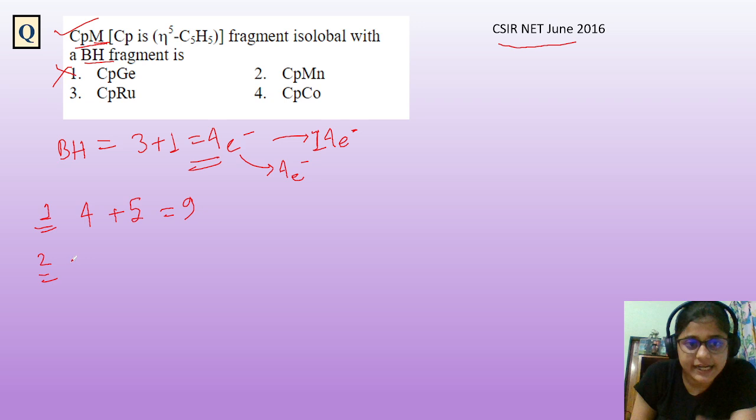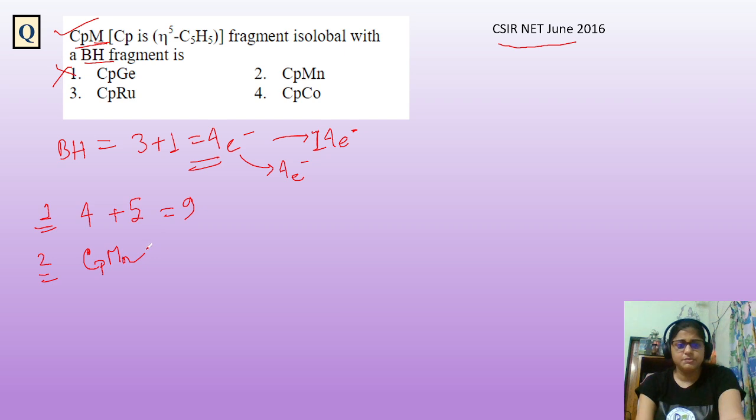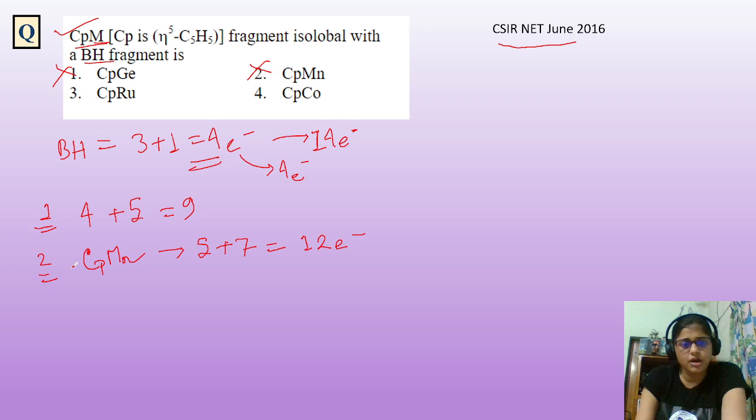Second has CpMn. So see Cp. Okay, CpMn. Let's just count that. CpMn means 5 plus, this is a d5 system, this will be 7. This is 12 electron. So it will also not be the correct option.